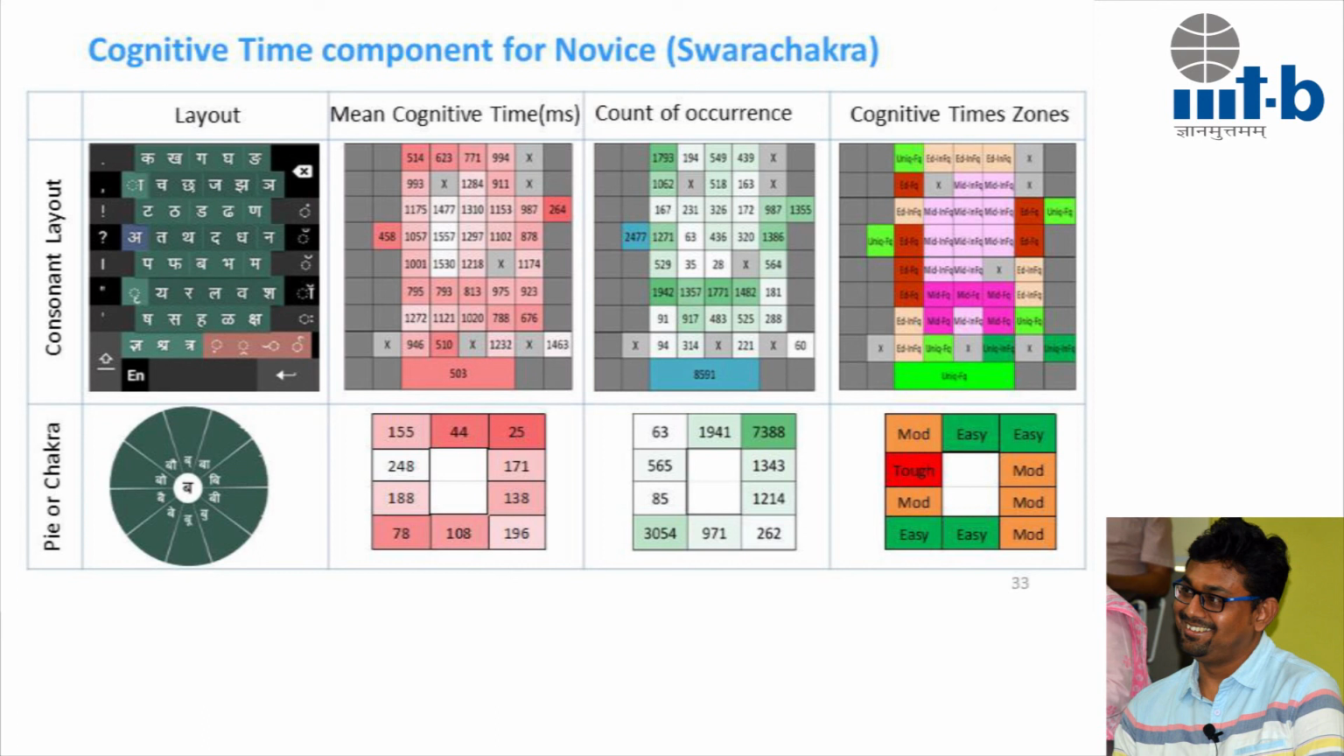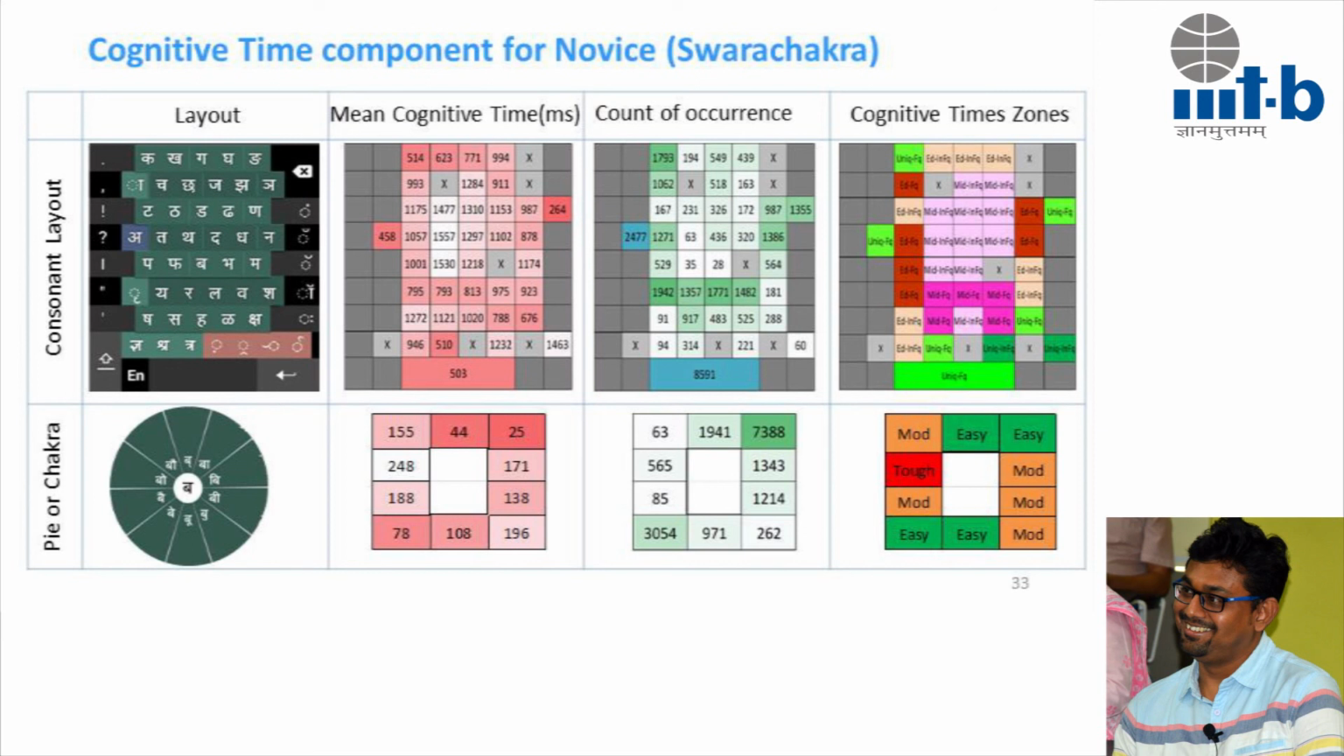So why don't we make use of that? We put popular characters at those portions of the keyboard where we know that people will reach faster, or they would be able to recognize those characters faster. That was one of the things. So what we did is we divided the whole keyboard into different cognitive zones.